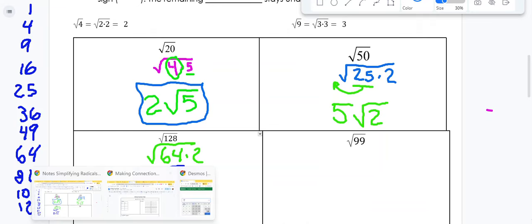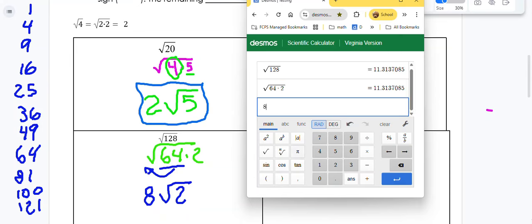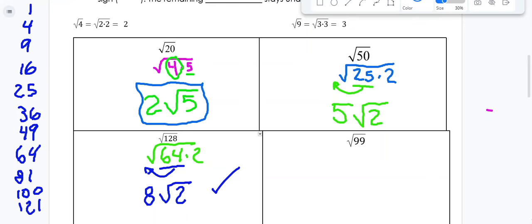And once again, I can check my work. I can type all 3 of those things in and see if I'm right. Right? So I have square root of 128. I have square root of 64 times 2. And I have 8 square root 2. And I should get the same decimal answer for all 3, and I do. So that's an easy way to check your work. We know we got that one right. Okay? One last one, number 99.